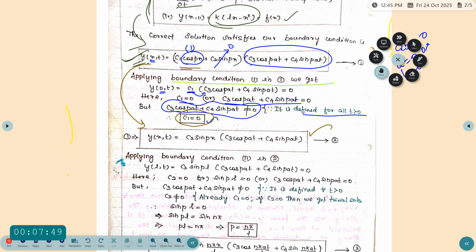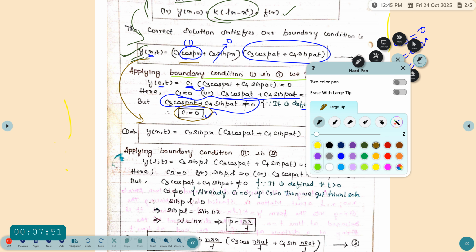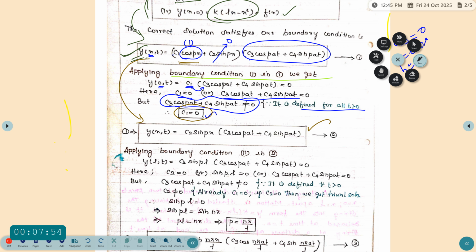Now, let us move on to the next boundary condition. What is our second condition? y of L comma t equal to 0, at x equal to L. So, in equation 2, instead of x, just substitute L. Y of L comma t equals, here x is replaced by L. Here there is no x, so you keep the term in the bracket, C3 cos pat plus C4 sin pat, as it is, equal to 0.